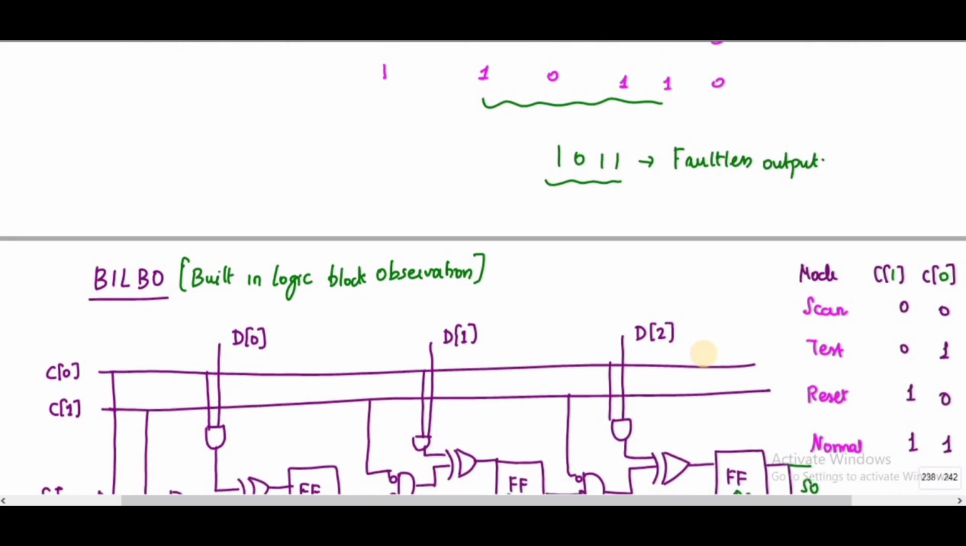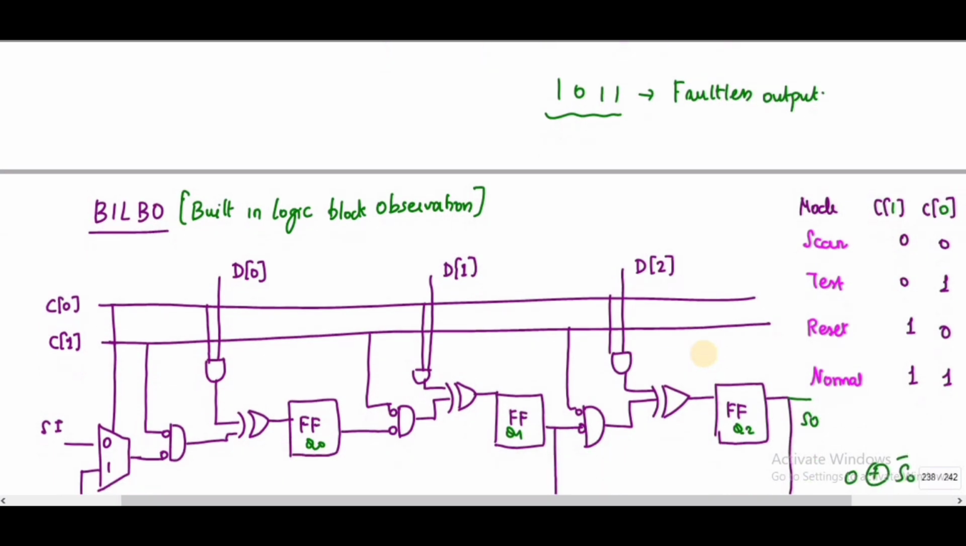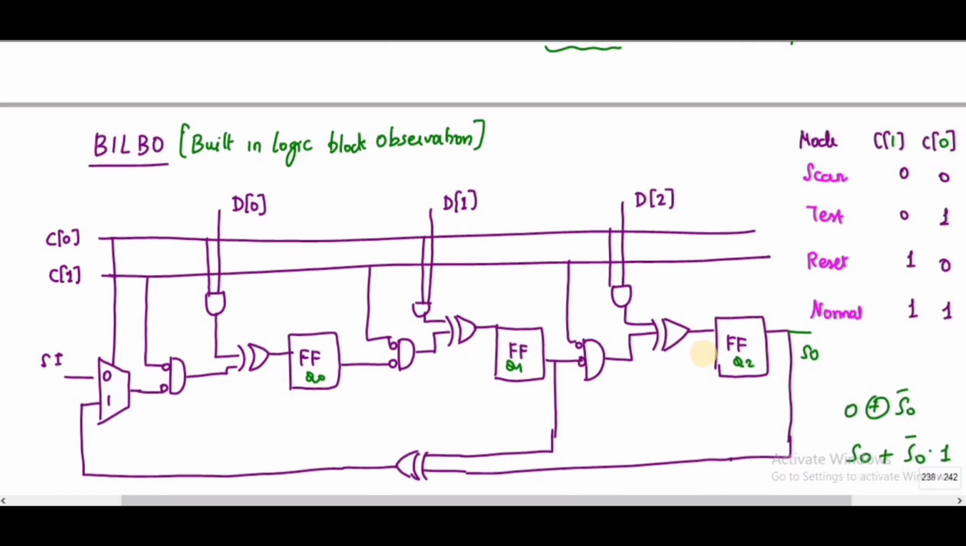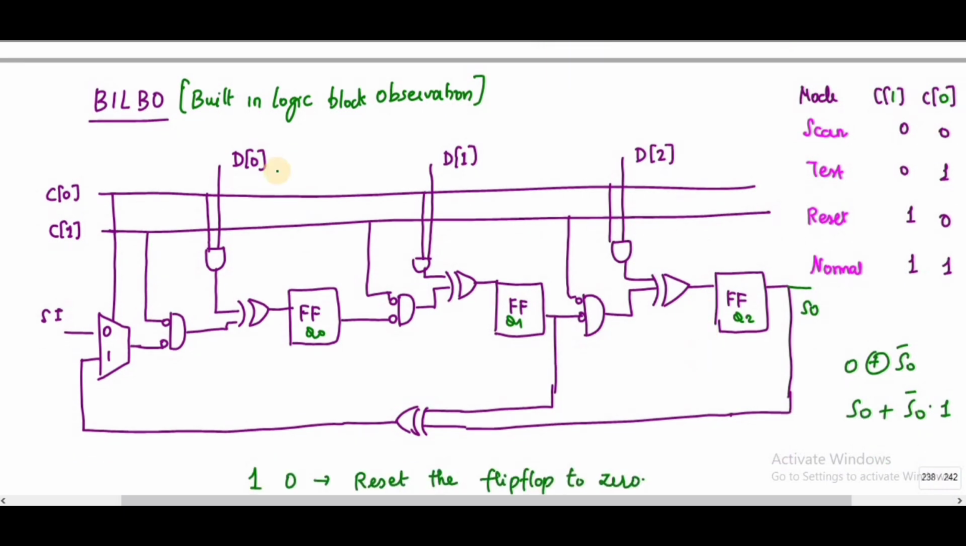So next, let us discuss built-in logic block observation. Here this technique uses both the LFSR technique and also signature analysis. So if you see, you can have the LFSR block and also a signature analysis. Okay, so it will operate in 4 modes. Whenever the C1 and C0 value is 00, it is in the scan mode, and 01, it is in the test mode.